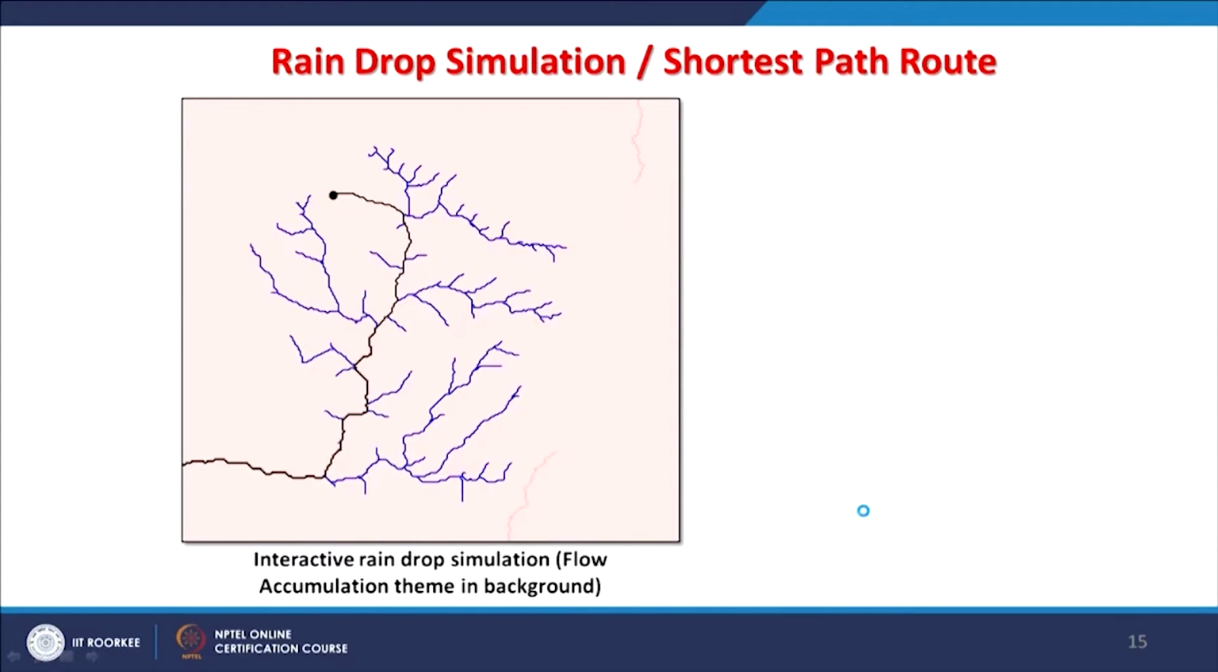Now, you can also automatically delineate the drainage network through a raindrop simulation, which is also called shortest path routing. If I drop a single drop of water like this here, then over a flow accumulation theme, it will show which path it will follow to come out of this outlet. So, you can do this once you have a flow accumulation theme, as a drop simulation.